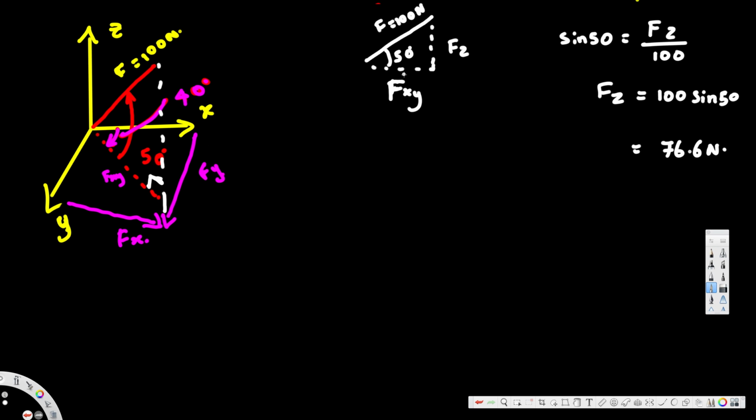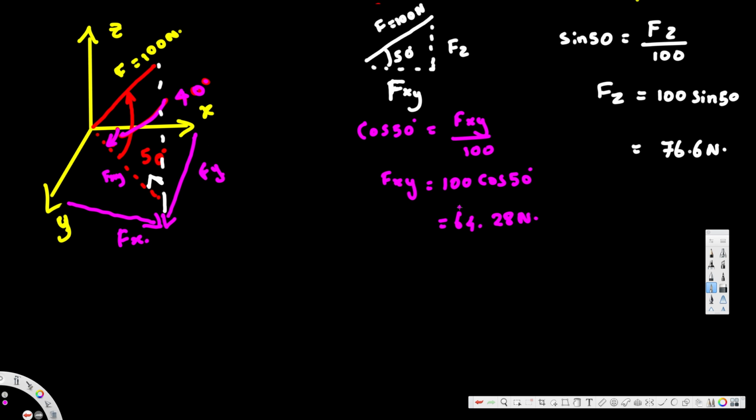But to find the xy components, first we have to find out what fxy is. Then only we can apply cos and sine to find the xy components. Now this is our fxy, right? So this is going to be cos 50, because this is adjacent over hypotenuse. Cos 50 is equal to fxy divided by 100. Therefore fxy is equal to 100 cos 50, which gives you 64.28 Newton.